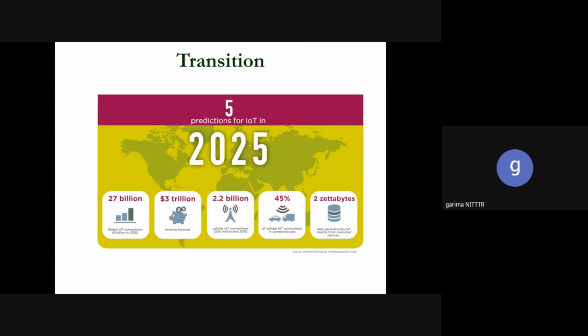So this is the transition expected for IoT by the year 2025. The major five predictions for IoT are: number one, global IoT connections will be 27 billion, which was 6 billion in 2015. There will be 27 billion connections for IoT. Then IoT will have a revenue forecast of $3 trillion. Then the major connections for IoT will be cellular IoT connections.